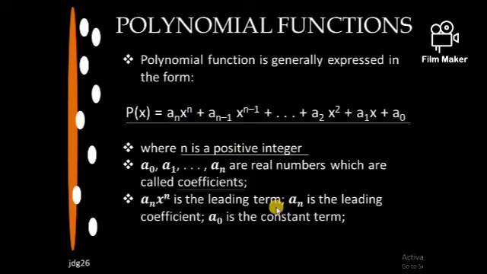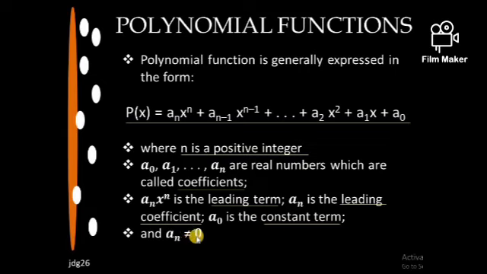It is the leading term. A sub n is the leading coefficient. So, yung coefficient ng x raised to n, that would be the leading coefficient. And a sub 0 is the constant term. So, makikita sa a sub 0 nandun sa dulo, yung walang kasamang letter x.